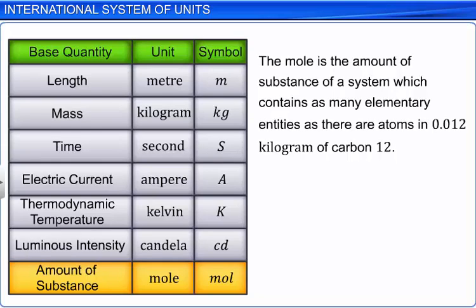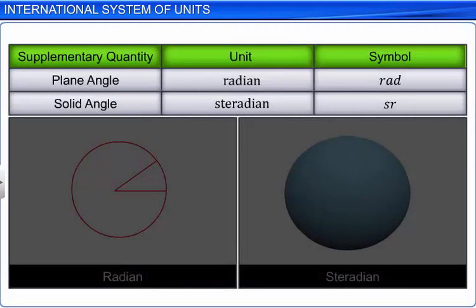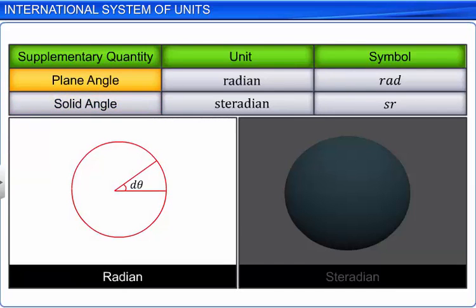Apart from these base units, SI has defined 2 more units for 2 supplementary quantities, namely plane angle and solid angle. Plane angle d theta is the ratio of length of an arc of a circle to the radius of the circle, and is measured in radian, denoted by the small letters rad.